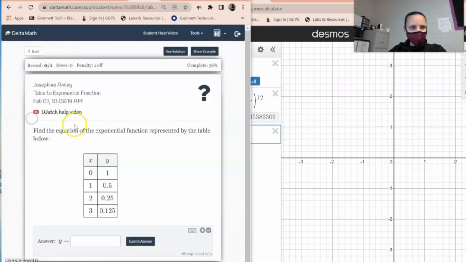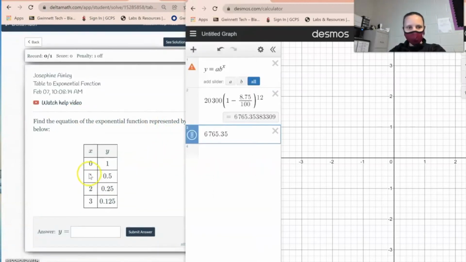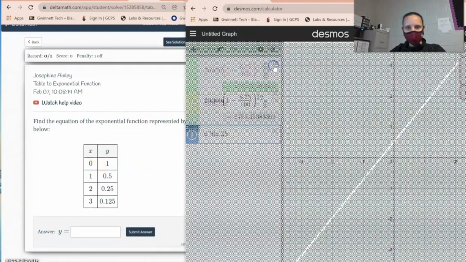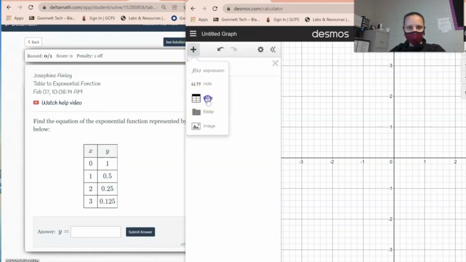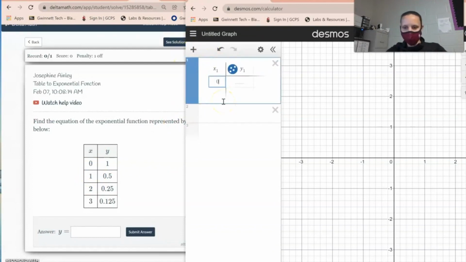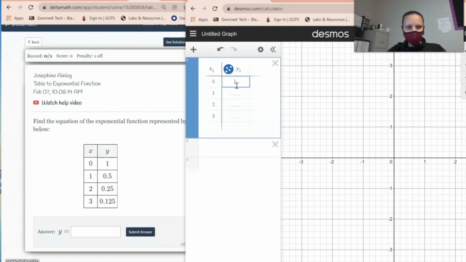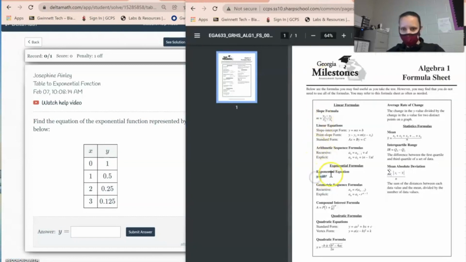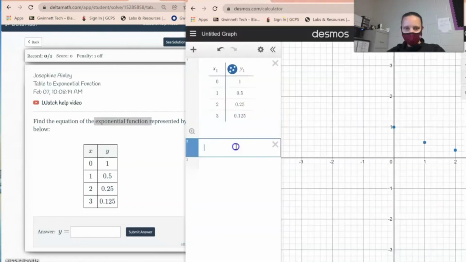All right, then you're going to go to table to exponential. So again, you're going to put in the table. So you click the plus sign, insert the table, and literally type it in: 0, 1, 2, and 3. Type in the y values: 1, 0.5, 0.25, and 0.125. And we just use this same formula right here, y equals ab^x for exponential. So everything exponential, here's the exponential formula. So that's what I'm going to put here.